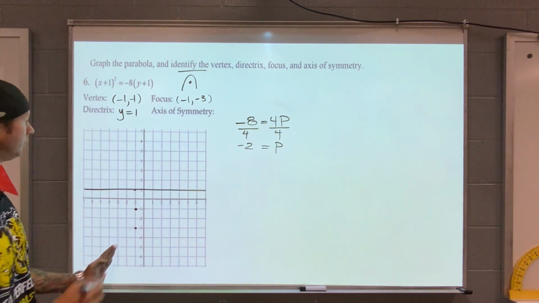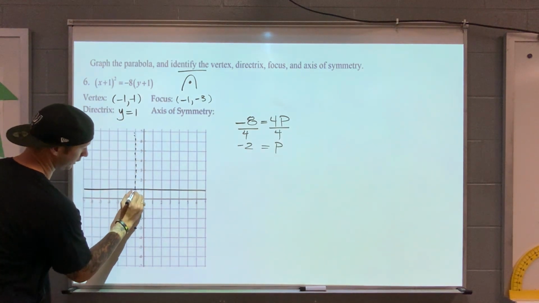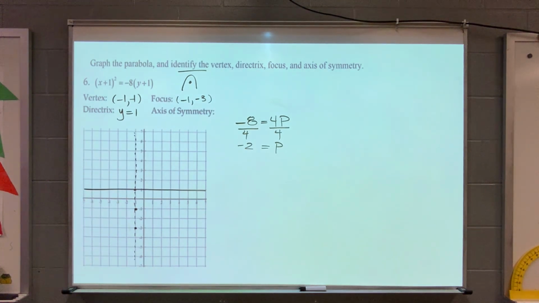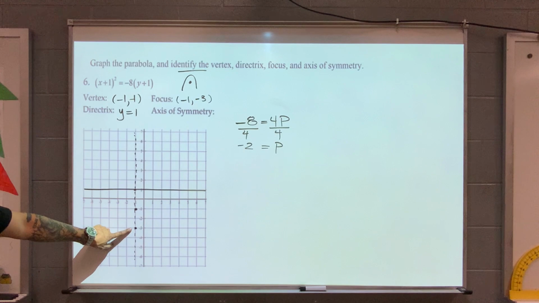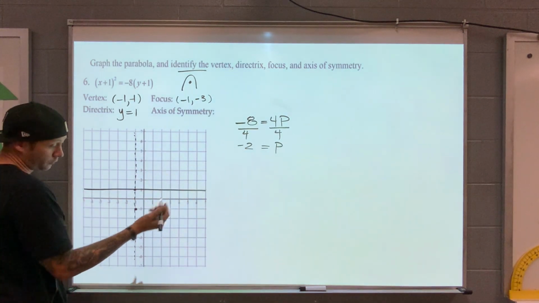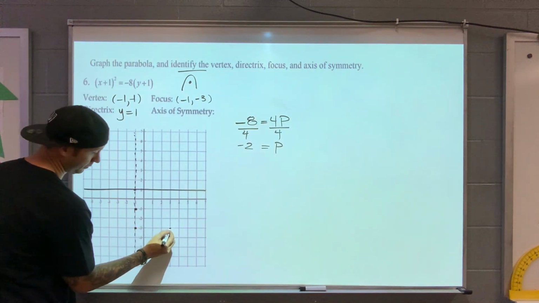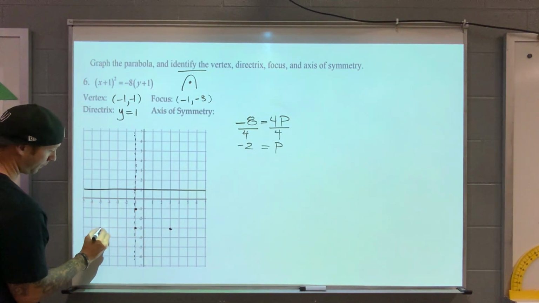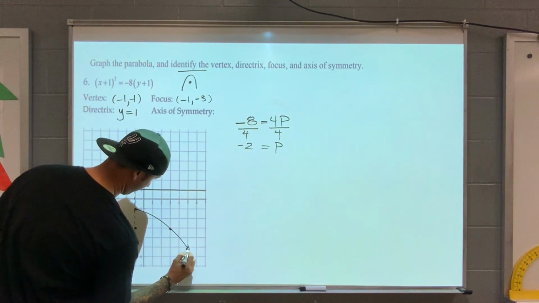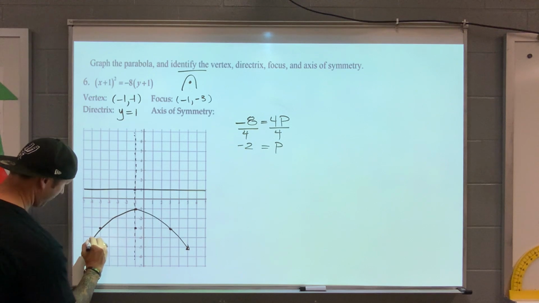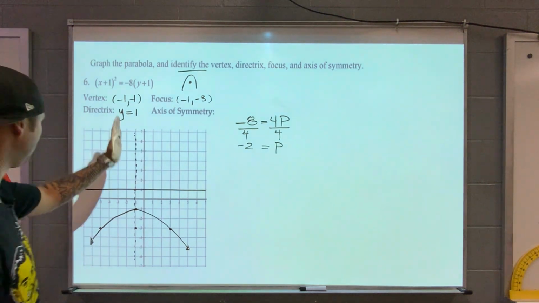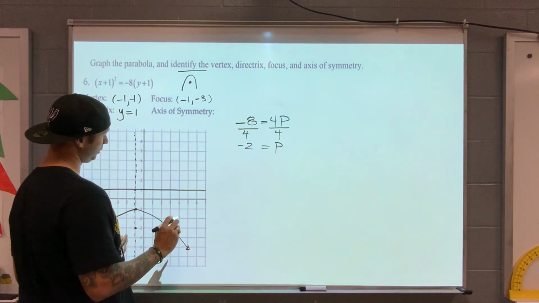Axis of symmetry, vertical line through the vertex. Okay, left and right of the focus, 2 times this number, 2 times p. It's going to be 2 times 2, which is 4. 1, 2, 3, 4. So the axis of symmetry is going to go through x equals -1.